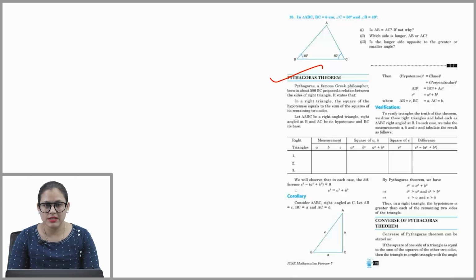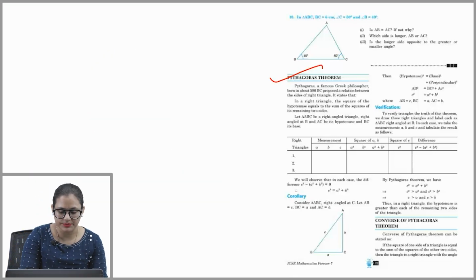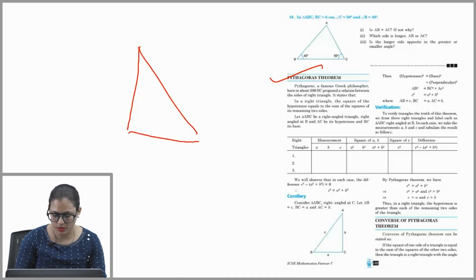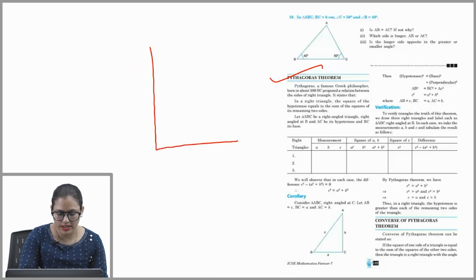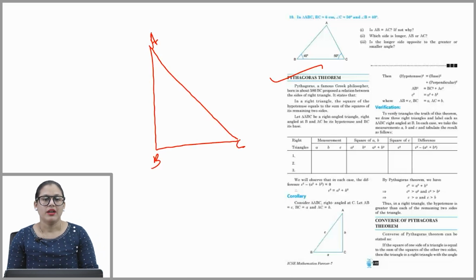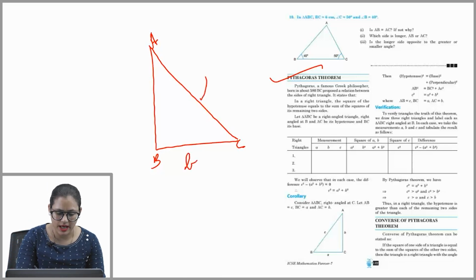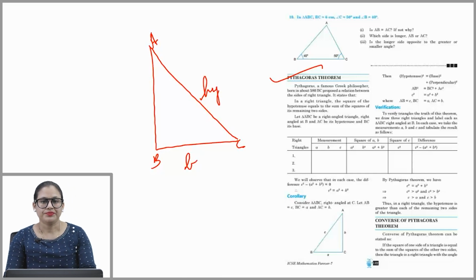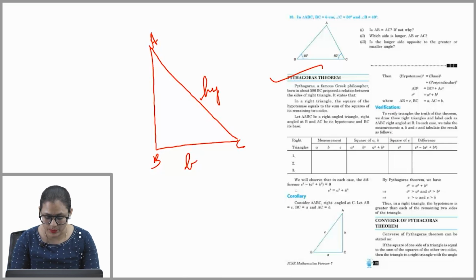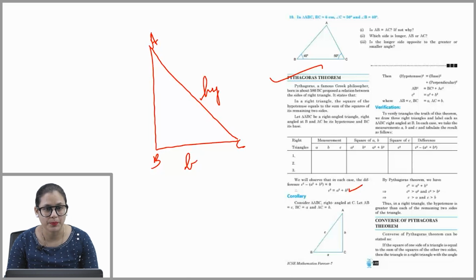Let triangle ABC be right angled at B. That means this is A, this is C. AC is its hypotenuse, and BC is its base. So, here are the right triangles, with measurements of ABC, squares of AB, then squares of C, and then the difference. Every time you will observe that in each case the difference C square minus A square plus B square is equal to 0, or C square is equal to A square plus B square.